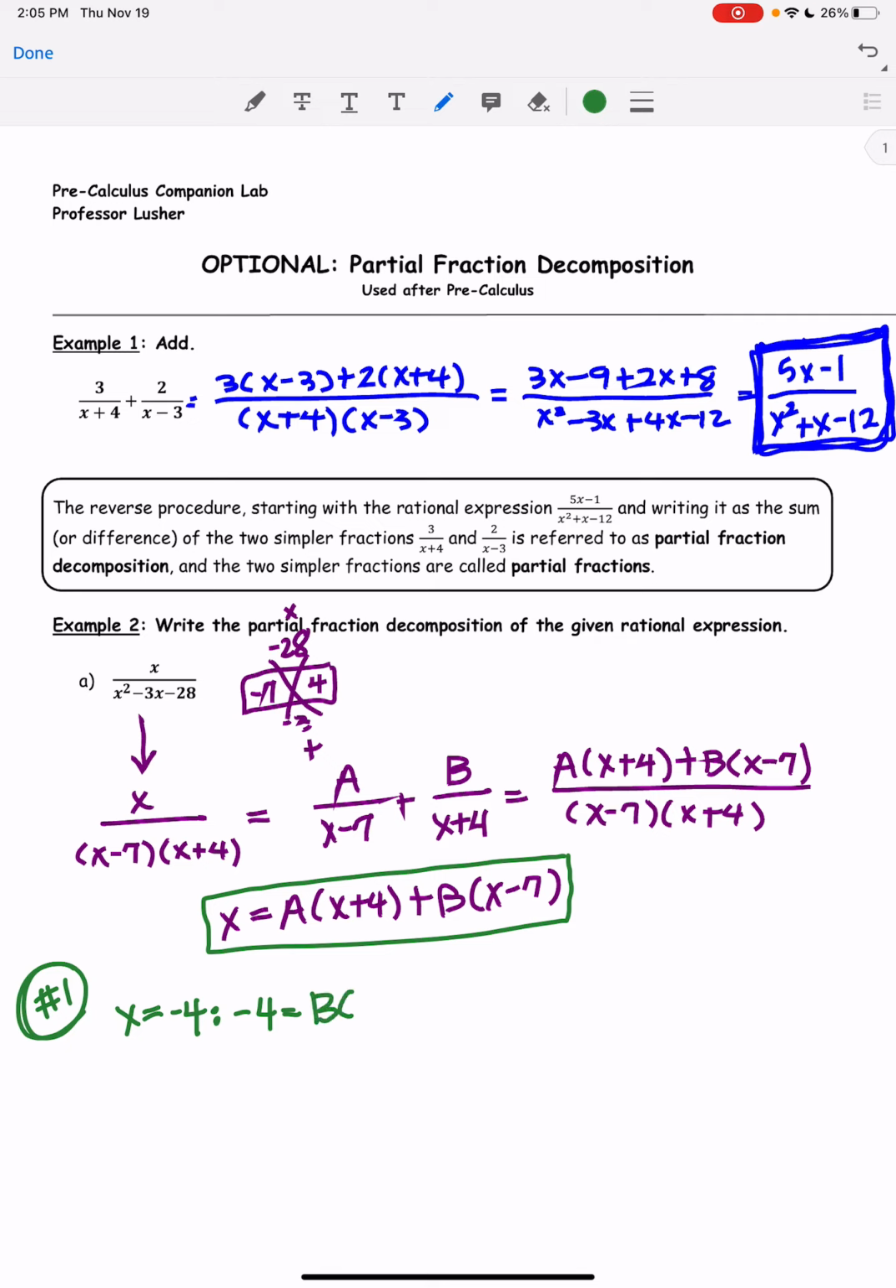So we've got b times -4 minus 7. So we've got -4 equals -11b. Divide both sides by -11, and b equals 4 over 11.